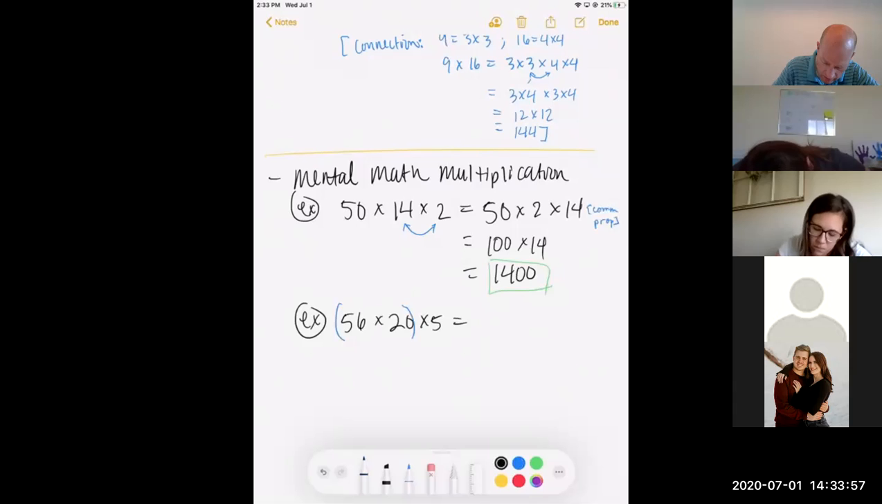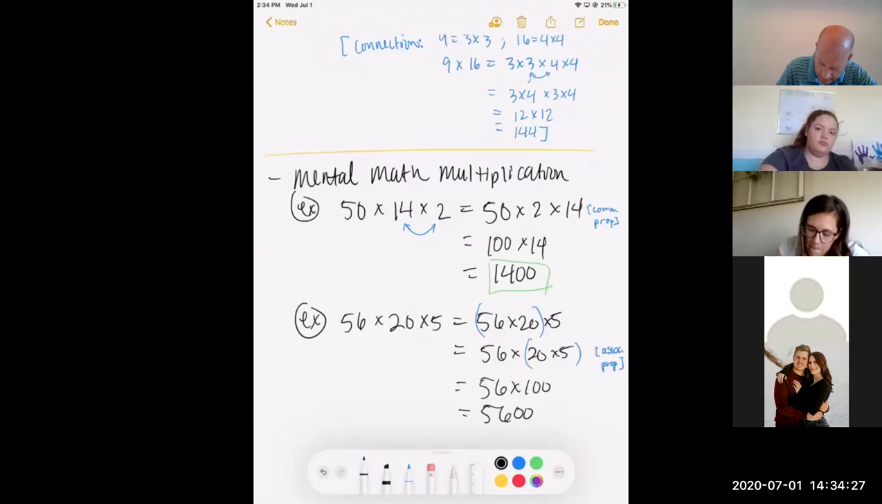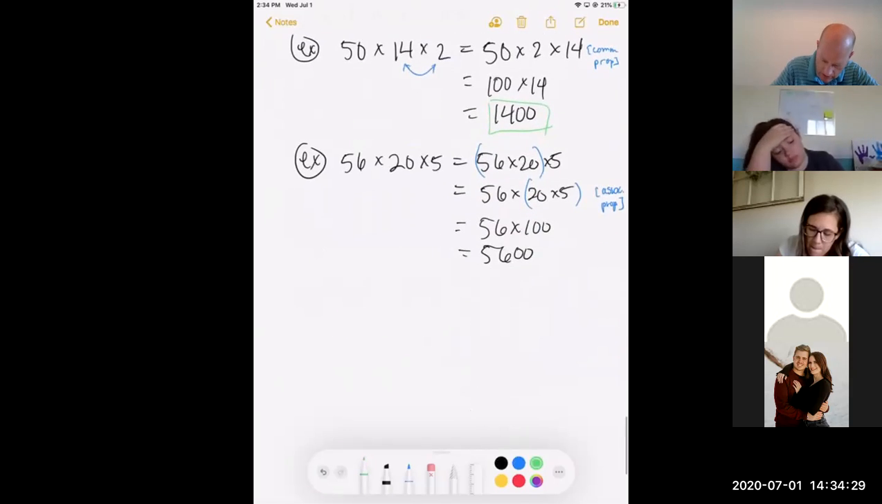normally start here with parentheses here. But what you're telling me is that I can start with these ones. Okay? That is the associative property. Much easier to multiply 20 times 5 first. So you have 56 times 100, you get 5600, okay? Great job.